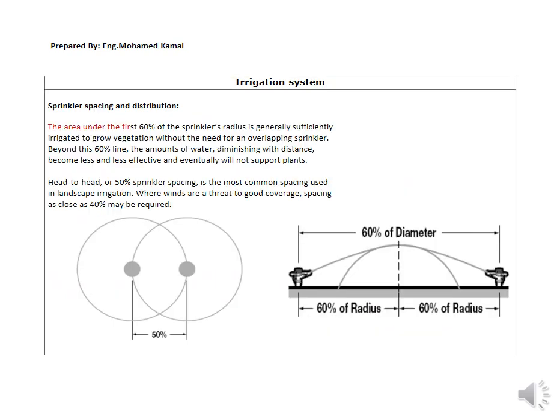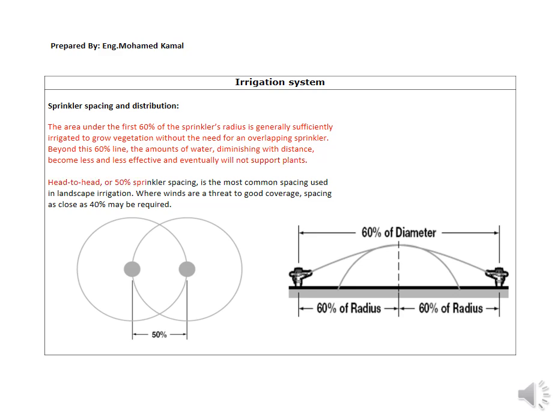Sprinkler spacing and distribution. The area under the first 60% of the sprinkler radius is generally sufficiently irrigated to grow vegetation without the need of an overlapping sprinkler. Beyond this 60% line, the amount of water diminishes with distance, becomes less and less effective, and eventually will not support the plant.